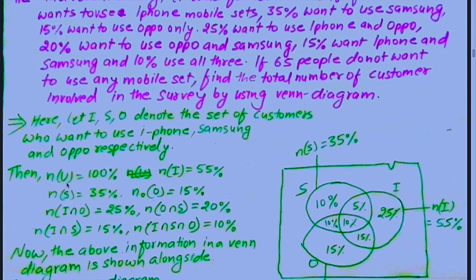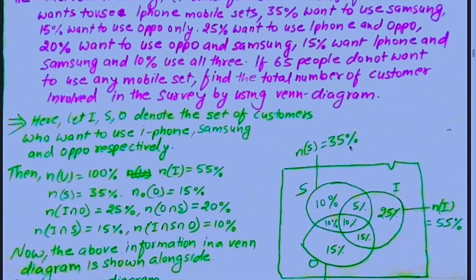All this information is provided here: n(U) is the total number of people in the survey, the people using iPhone are 55%, the people using Samsung are 35%, and the people using Oppo are 15%. The intersection of I and O, people using iPhone and Oppo, is 25%, and the intersection of Oppo and Samsung is 20%. The intersection of iPhone and Samsung is 15%, and I intersection S intersection O equals 10%, meaning people using all three sets. Now the above information in a Venn diagram is shown alongside.